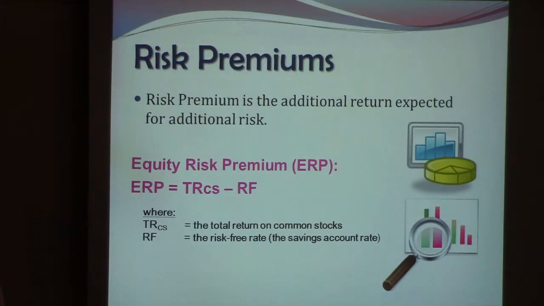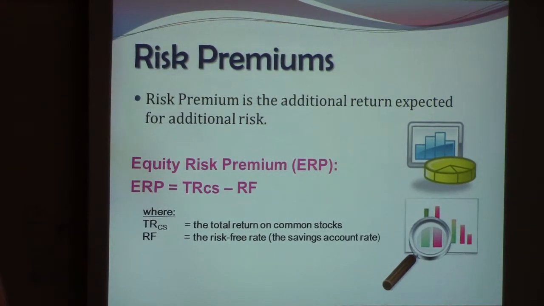So risk premium is the additional return that is expected for the additional risk that you take. So you can look at this formula. It says ERP, which is equity risk premium, equals TR, which is the total return on common stocks, which is what you have invested in to make a higher return, because common stock is a riskier investment than a savings account, for example, or mutual funds. So TR, total return on common stocks, minus RF, which is the risk-free rate, which is the savings account rate.